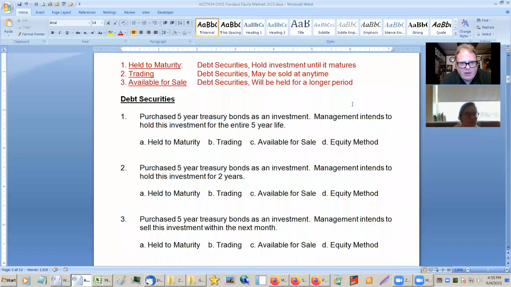Okay, first one, 5-year treasury bonds, and they intend to hold them for 5 years. So that'd be held to maturity? Yep.